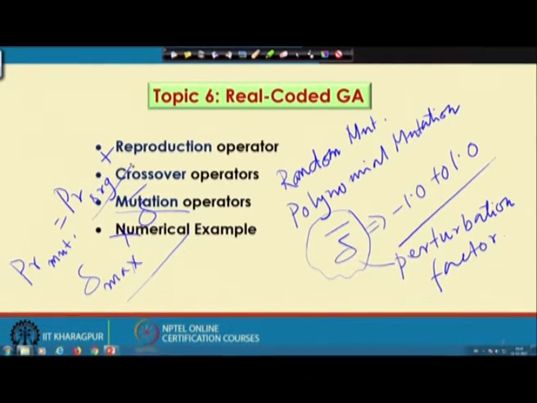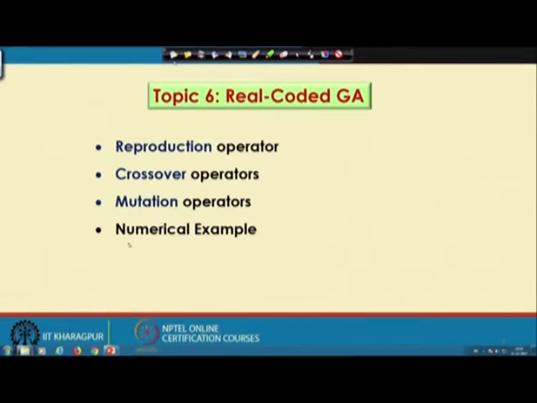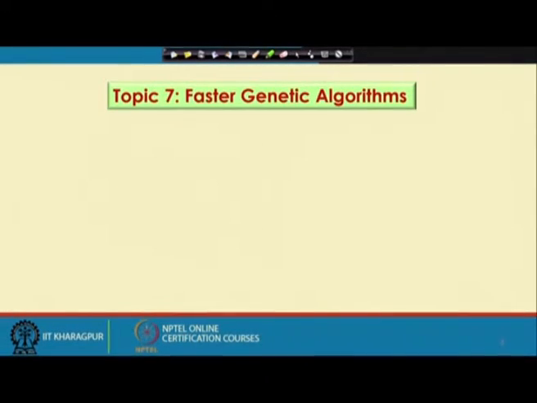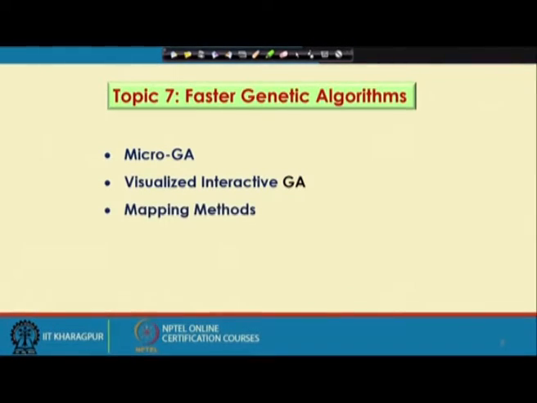Now, while discussing this real coded GA in detail, we solved a numerical example just to show the working principle of the crossover and mutation. Just like the binary coded GA, this real coded GA can also find the globally optimal solution through a large number of iterations using operators like crossover, mutation and so on. And using this we can find the optimal solution.